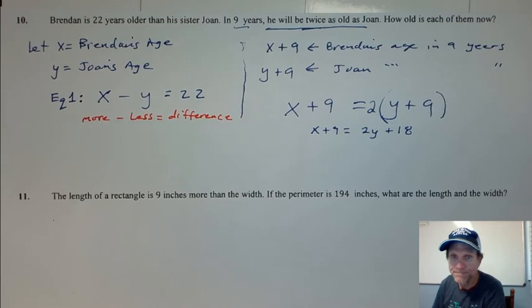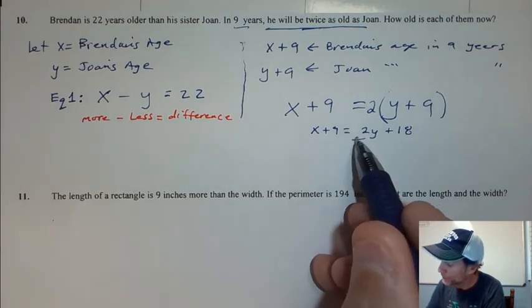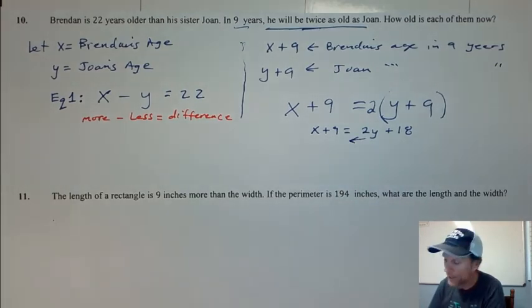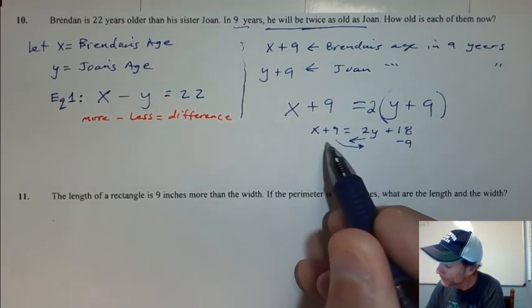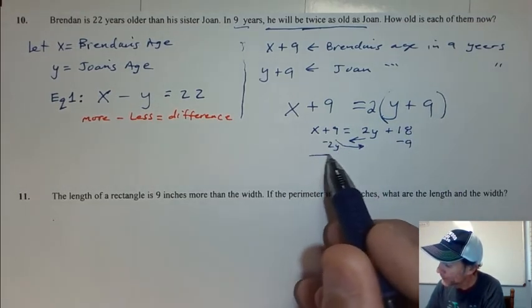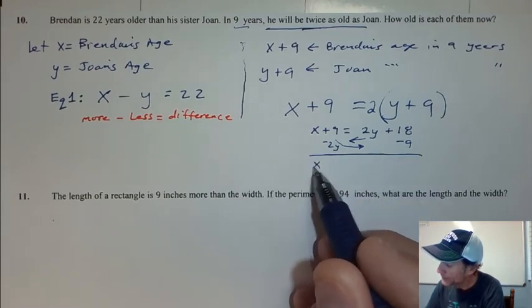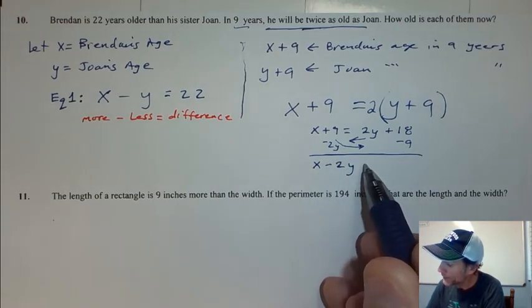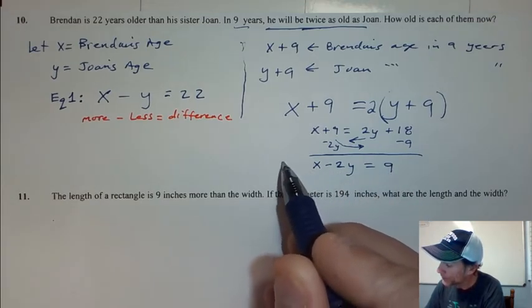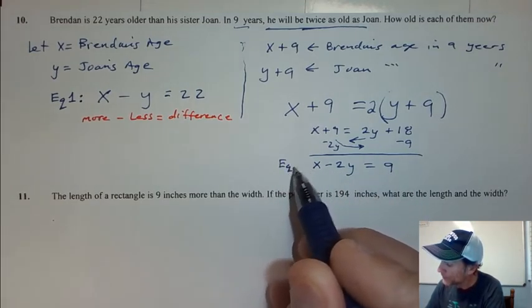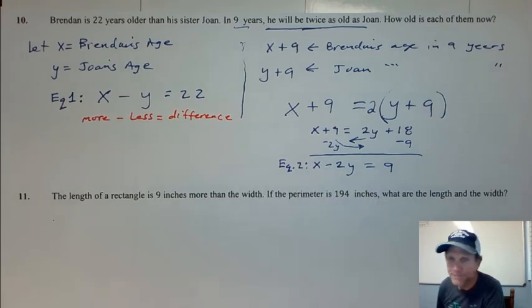Then I'm going to move the 2y to this side, or subtract 2y, and I'm going to move the 9 to this side, or subtract 9. So what I get is x minus 2y equals 9. This is my equation 2 that I want to use in the matrix.